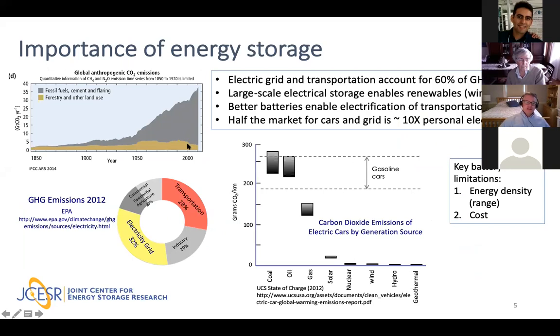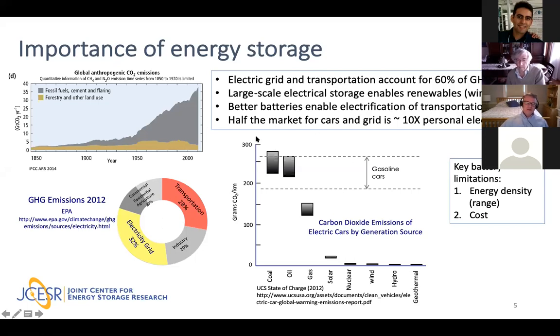In the US, you can see that greenhouse gas emissions kind of break down into electricity in the grid and transportation. These account for over 1/2 of the greenhouse gas emissions. So if you were able to reduce the CO2 emissions associated with the electric grid and with transportation, you could significantly impact the emissions. So how would you do that? Of course, you'd need to have large-scale energy storage to enable renewables like wind and solar to be used.